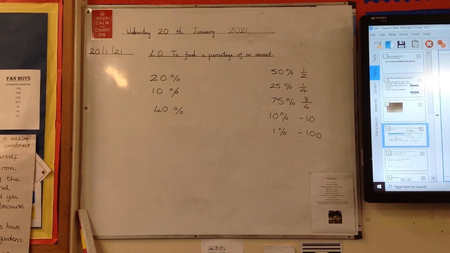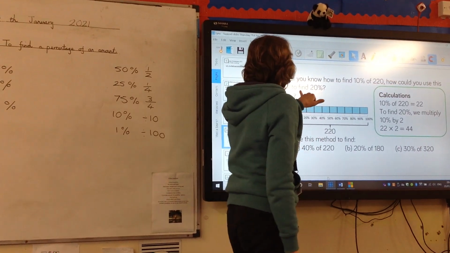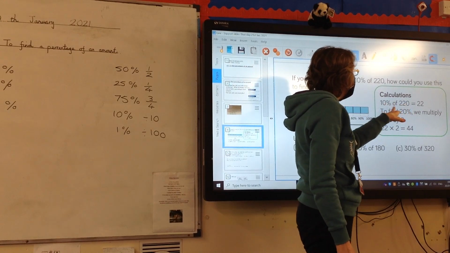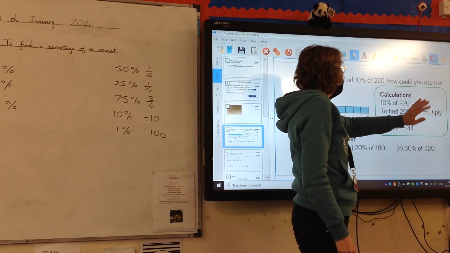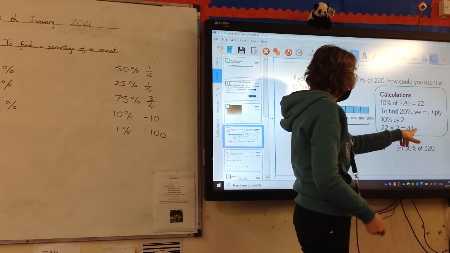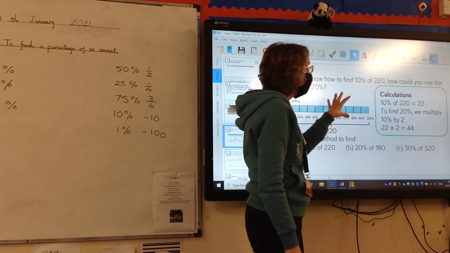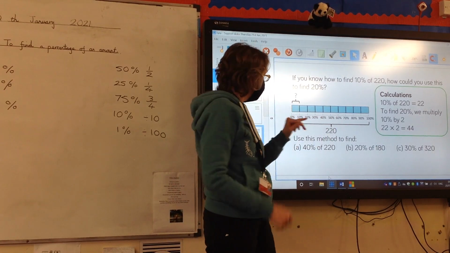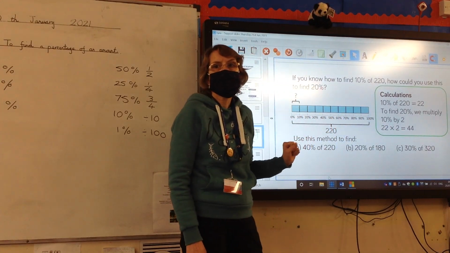So, if you know how to find 10% of 220, how could you use this to find 20%? Well, we've just done that. 10% divided by 10 is 22. So 20% is going to be twice as much, which will be 44. So I want you to use that idea, use what you know, and I want everybody here and at home to have a go at those 3 questions, and then we will go over them together. Okay?